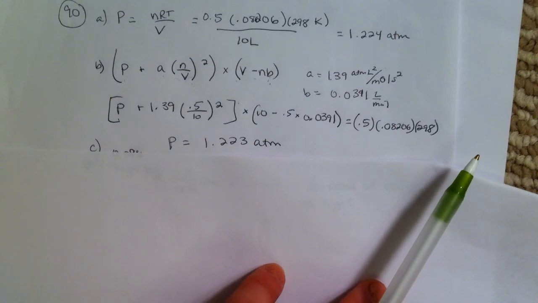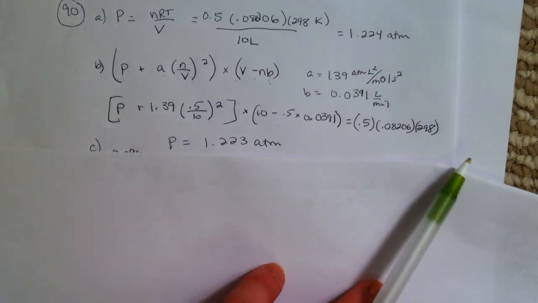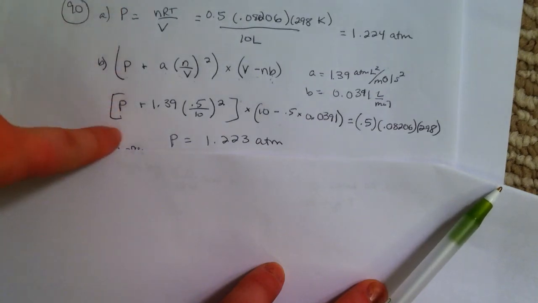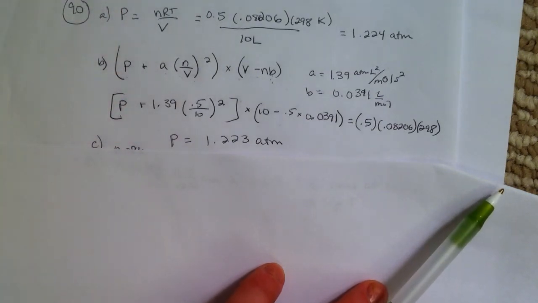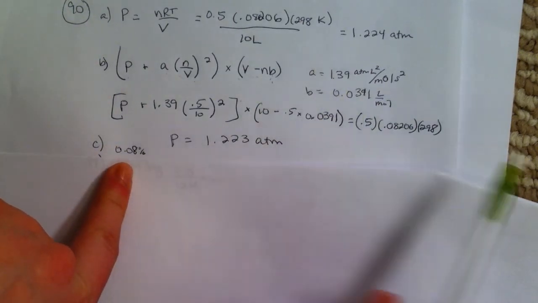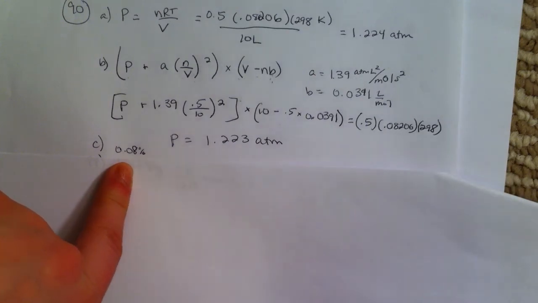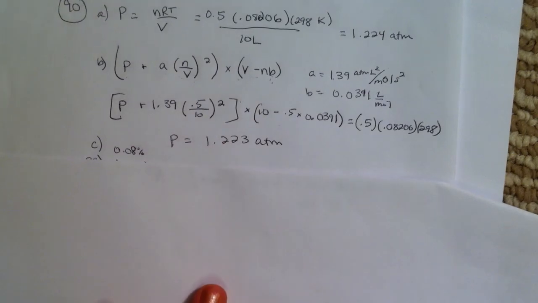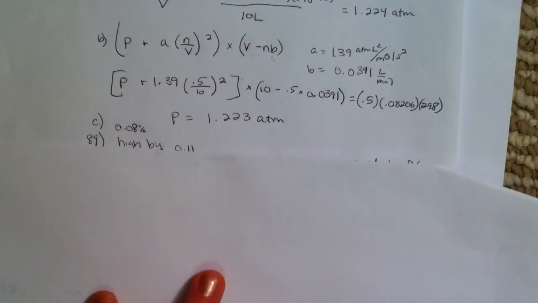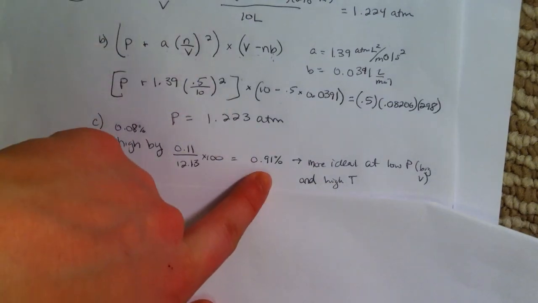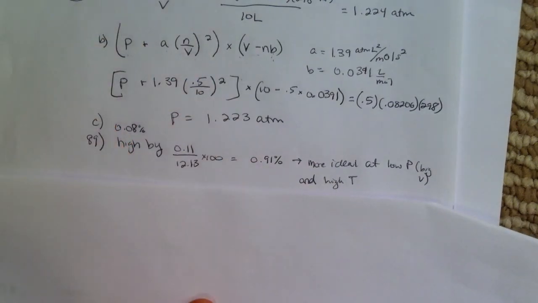I mean, a lot of you guys would probably just round that out and be like, it's basically the same. So what we see is in this bigger container, the pressure is a lot lower, and we only see a 0.08% difference between the two pressure values. But if you compare it to number 89, there was a 0.91% difference.